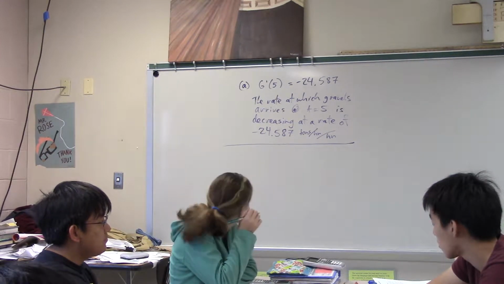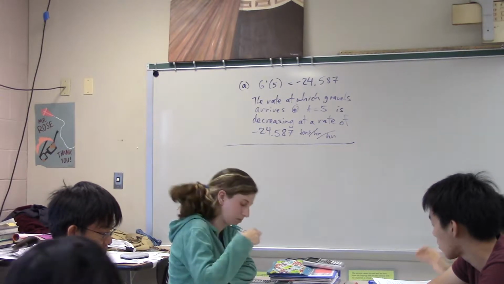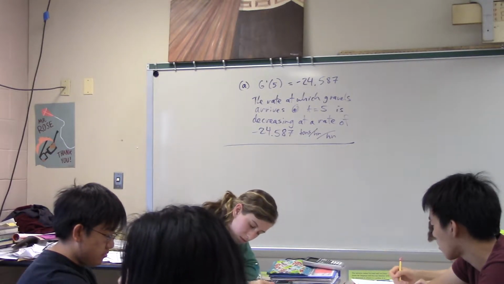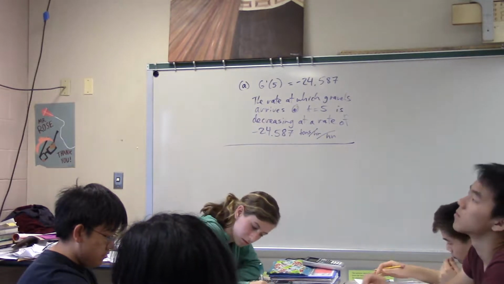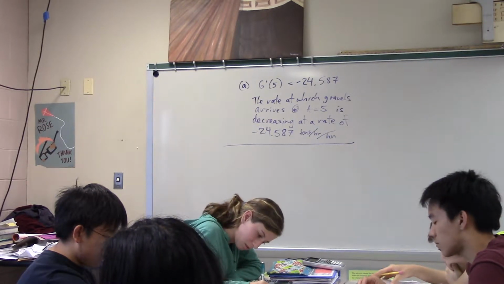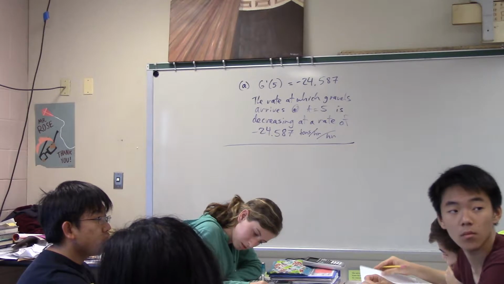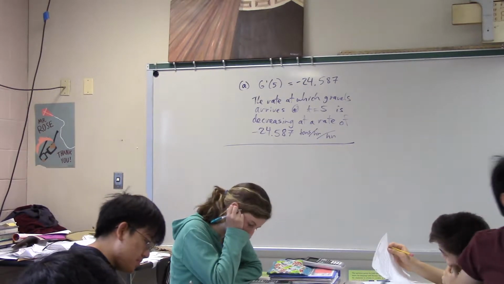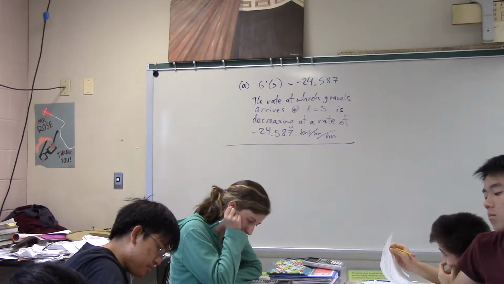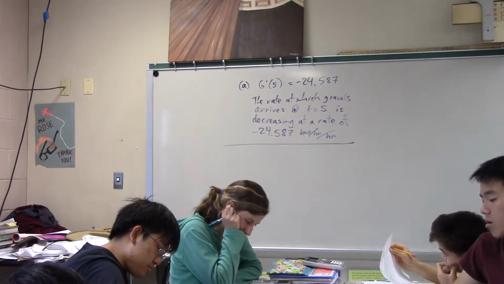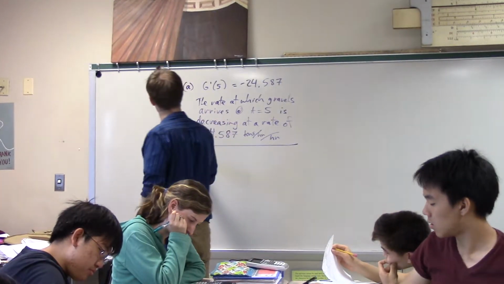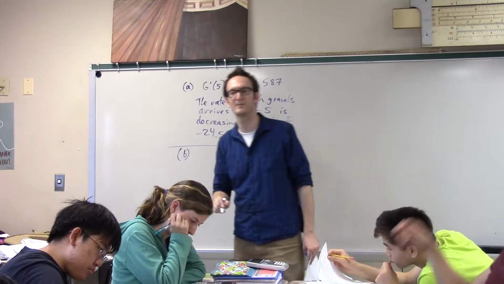Part B. Find the total amount of unprocessed gravel that arrives at the plant during the hours of operation on this particular workday. Alright, how do we do this? Change. Yeah, we're just asking for, if we know the rate at which gravel arrives, and they want to know the total amount of gravel that arrives, then this is just a straight up application of the net change theorem, right? Okay, what's the answer?